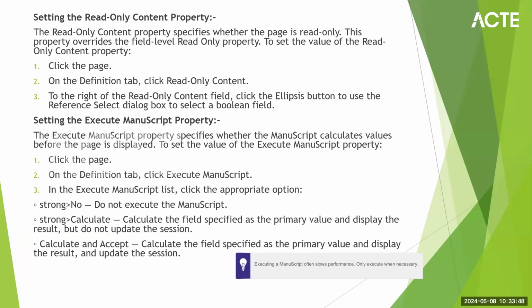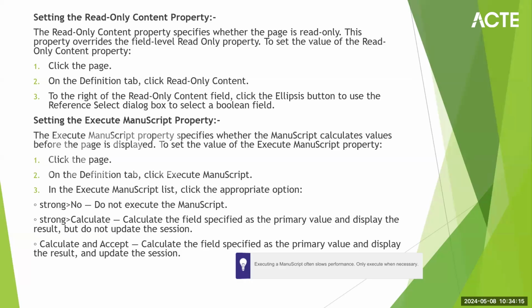Execute manuscript property. Execute manuscript property means the particular manuscript calculates value before the page is displayed. Suppose that particular page is only for rating, so rating is contained only for the calculation purpose. For those kinds of screens, we need to give the execute manuscript property. So how do we set it?